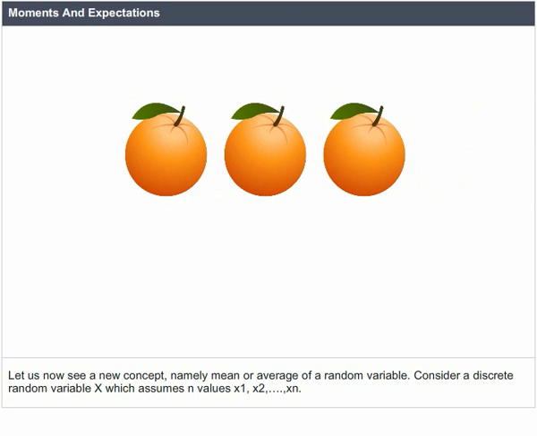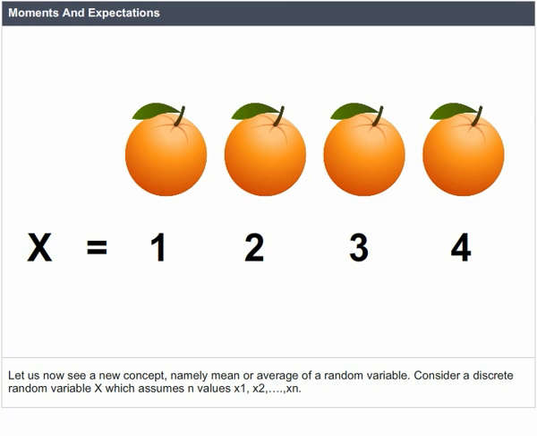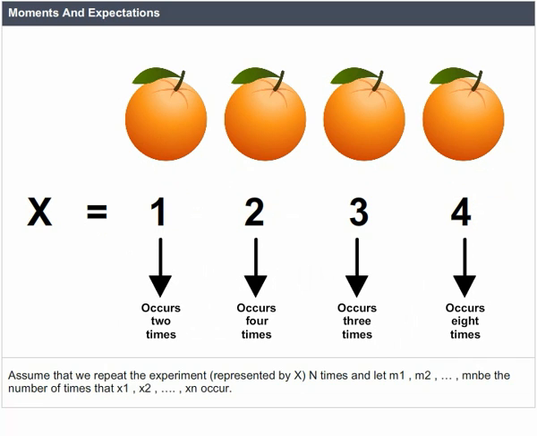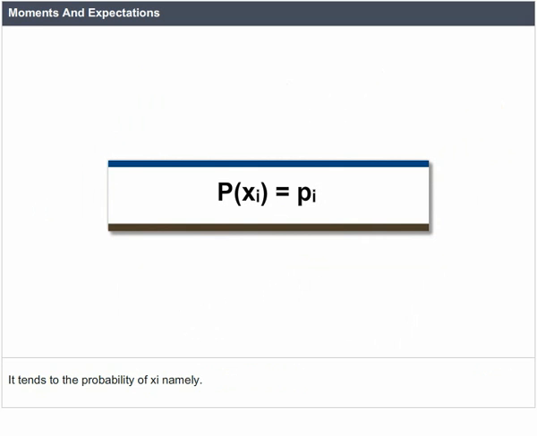Consider a discrete random variable X which assumes n values x1, x2, etc., up to xn. Assume that we repeat the experiment represented by X n times, and let m1, m2, etc., mn be the number of times that x1, x2, etc., xn occur. So, the mean or average value of X can be given as n tends to infinity. It tends to the probability of xi, namely P(xi) equal to pi.